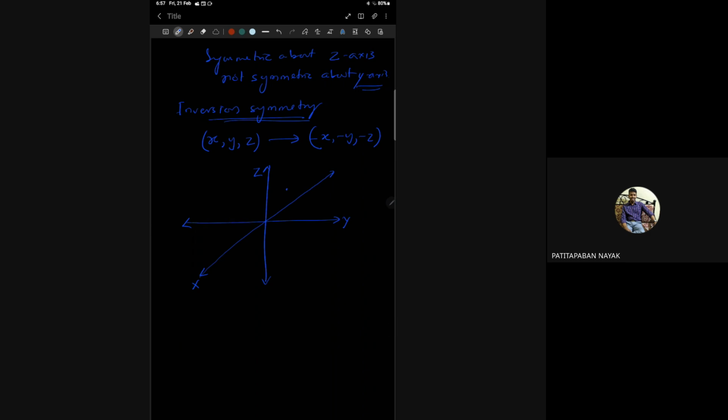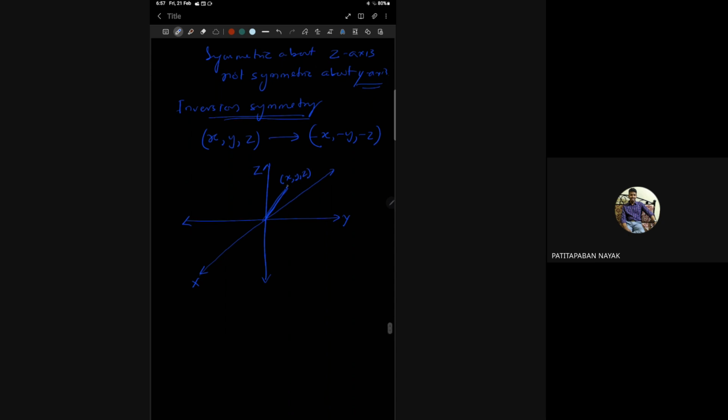If I try to write down the coordinates of this point, it is x, y, and z. Inversion symmetry means x will go to minus x, y will go to minus y, and z will go to minus z. So it will be somewhere here, where the coordinates are minus x, minus y, and minus z.